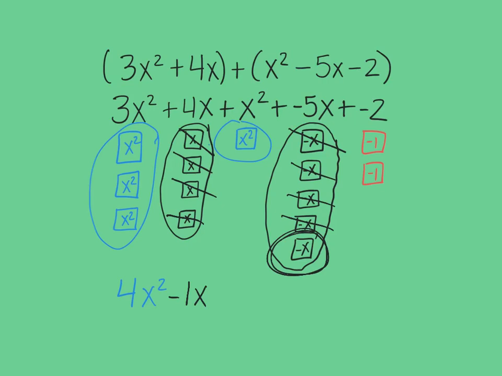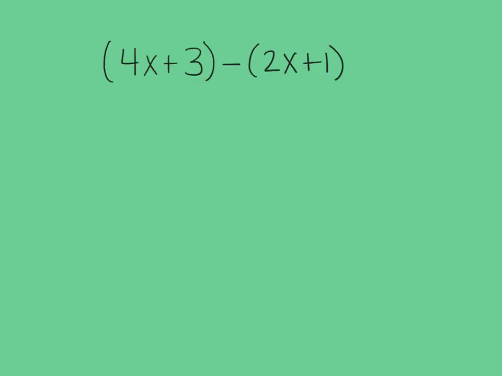And then lastly, the only thing that I haven't included yet is these 2 negatives. So I have negative 2 wholes. And this is how we would combine this addition problem to be the most simplified answer. Now let's take a look at some subtraction problems.